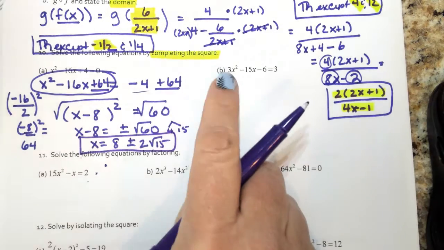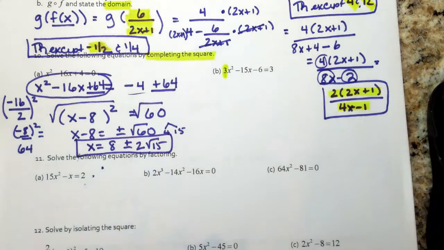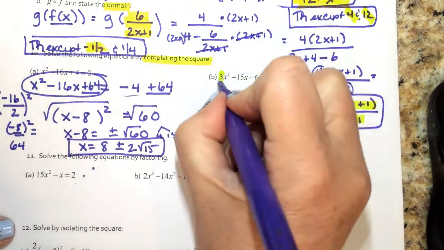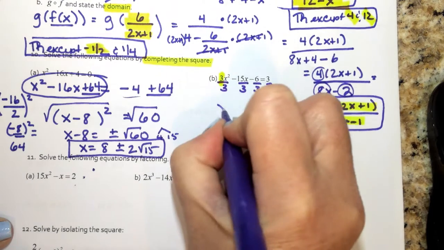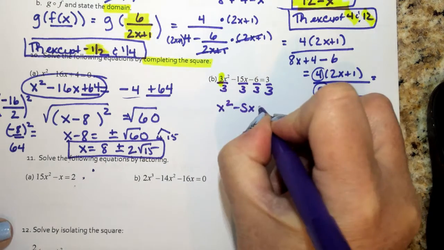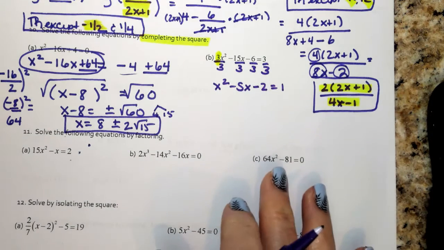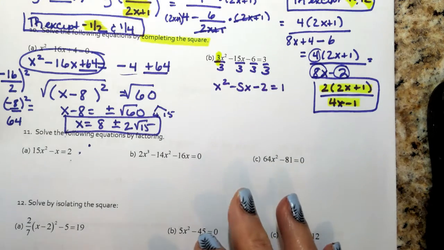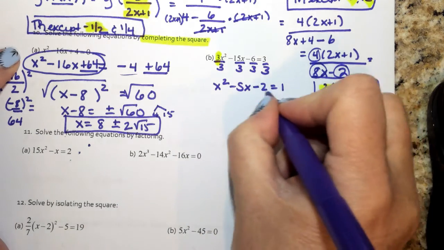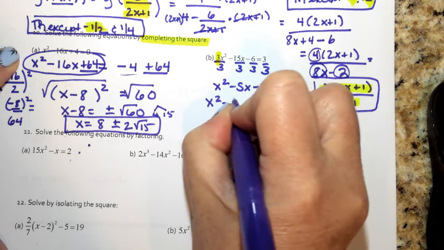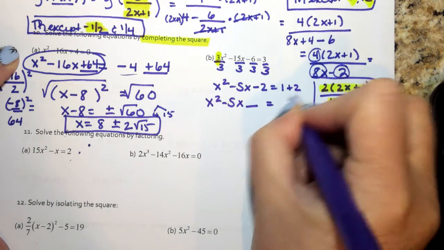Now when you're completing the square and you see a number other than 1 in front of x squared, you need to first divide out whatever that coefficient is. So I have x squared minus 5x minus 2 is equal to 1. Now I'm going to do exactly what I did in the first step: you want to move the constant to the other side of the equation, leave a blank here, and when I add 1 plus 2, that gives me a 3.